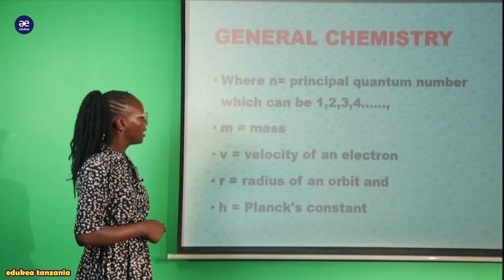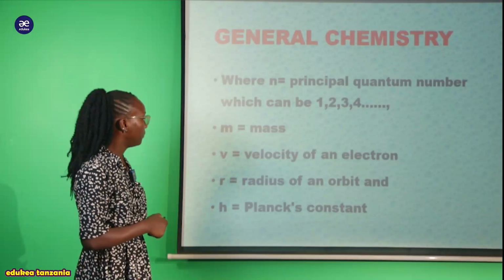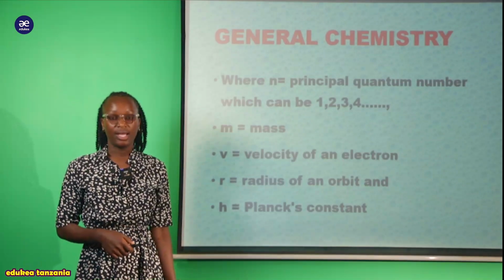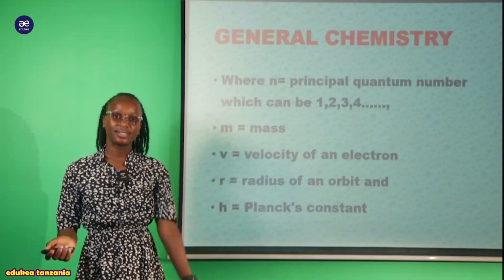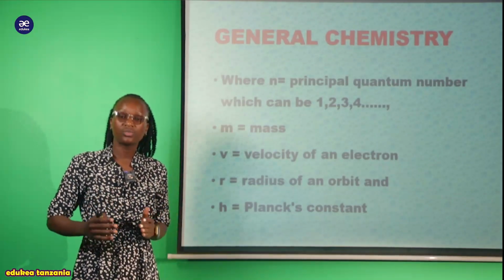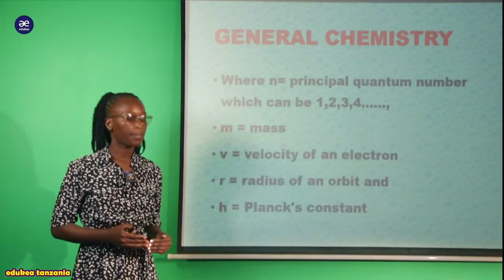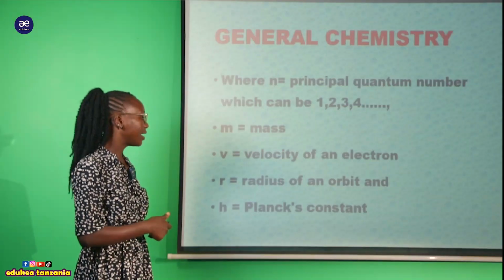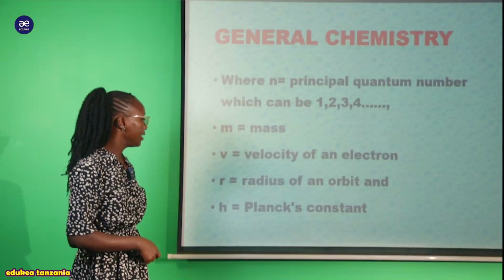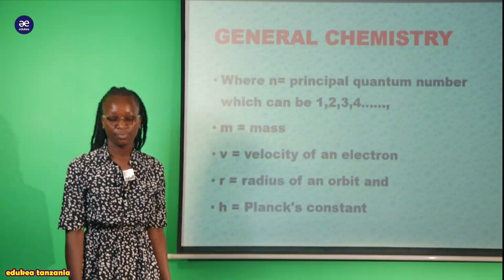But m means the mass. Kumbuka tunaongelea angular momentum. m means the mass. v is the velocity of the electron. And the velocity obviously we are talking about the distance. Kwa sababu tumeona kwamba hizi electrons they tend to move, they tend to travel. They tend to move from stationary phase to a certain phase. Sasa lazima tujue the velocity of that electron. r is the radius of an orbit. And h is the Planck's constant. h ni Planck's constant. Hii ni constant value.